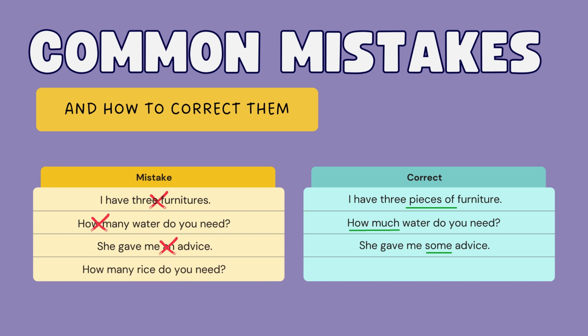How many rice do you need is incorrect because rice is an uncountable noun. And how many is used for countable nouns. Instead, you should say, how much rice do you need?